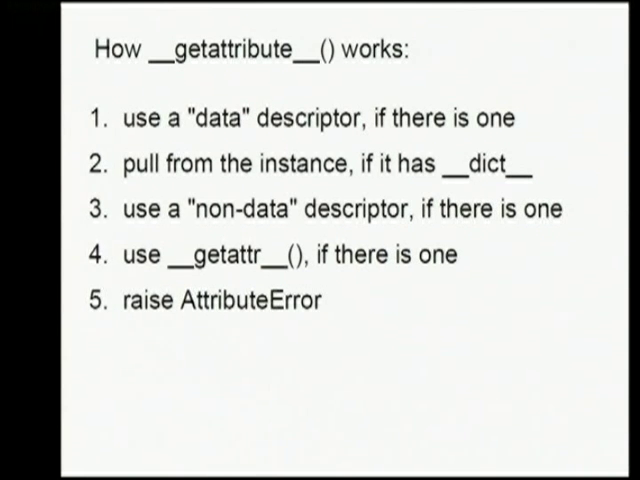If that's not there, then it's going to pull it from the instance if the instance has a dict. And then if it doesn't, then it's going to try non-data descriptors. And after that, it's going to try getattr if there is one. And then after that, you're going to get an attribute error.